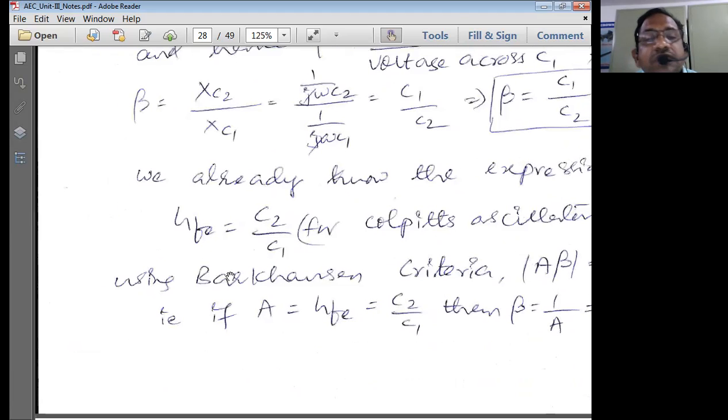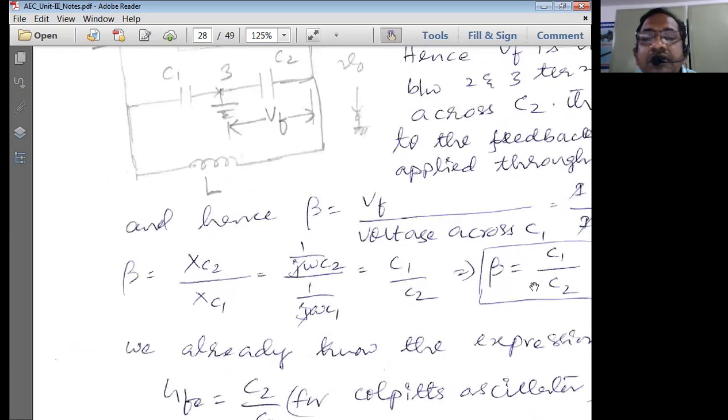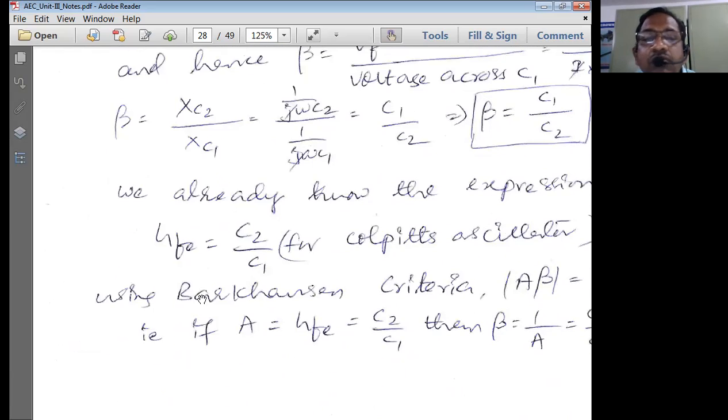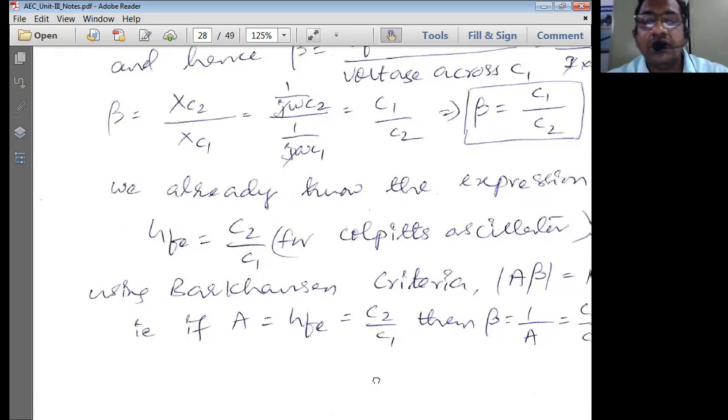So that is why HFE will definitely be written in reverse. That means we have computed here beta is equal to C1 by C2. Now we can write HFE is equal to C2 by C1, by the concept that the oscillator has to satisfy Barkhausen criteria to produce sustained oscillations. So that is an important concept.